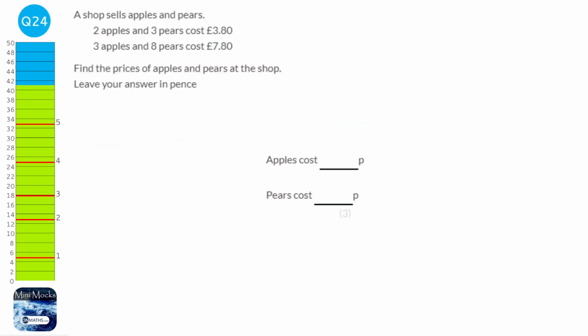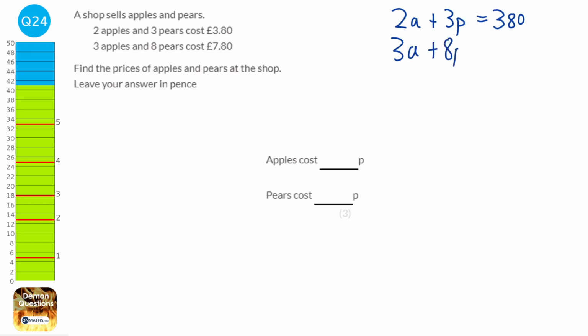So this question is a simultaneous equations question. And so we're going to have to write down some equations. So it says 2 apples and 3 pears cost £3.80. So 2 apples, I'm going to call it a for the price of an apple, plus 3 pears, so 3p, cost £3.80. Now I'm going to do this as 380 just because it's easier to work with integers rather than decimals. And it says 3 apples, so 3a, plus 8 pears costs £7.80, or 780 pence.